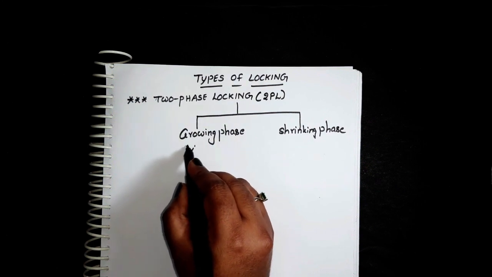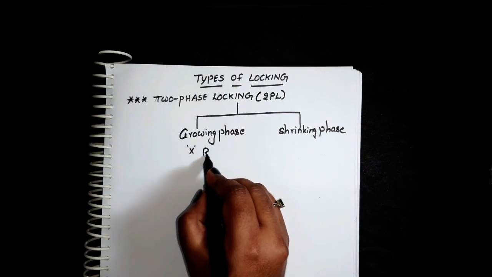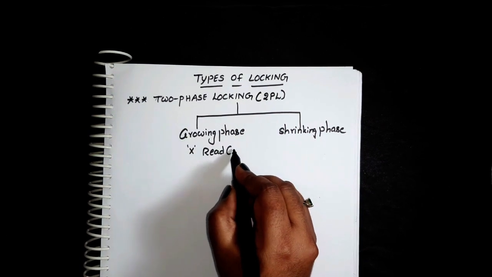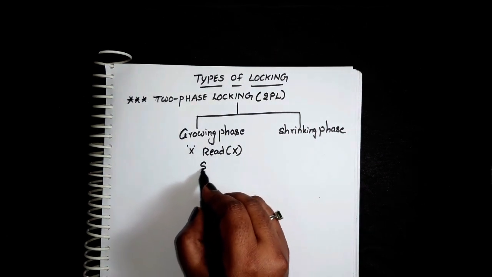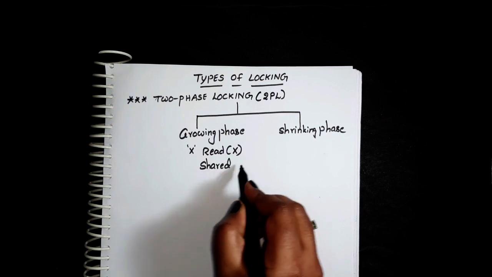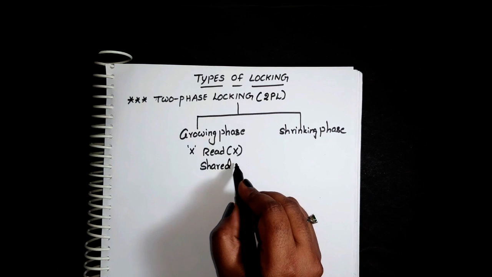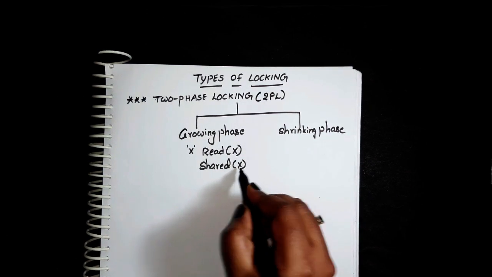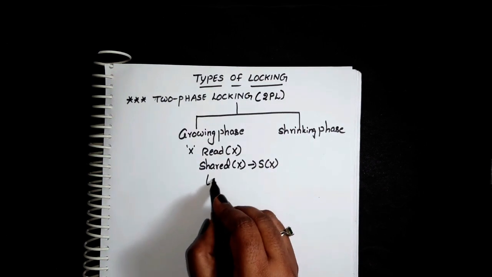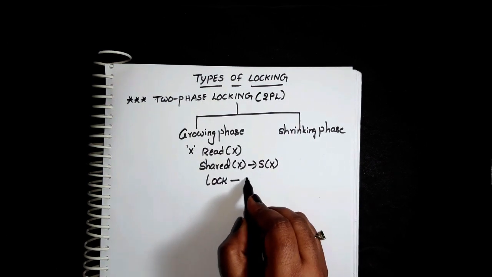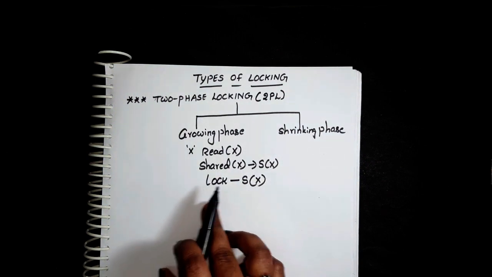For example, if X is a data item, you are going to execute the read operation, that is, read of X. In order to execute the read operation, which lock are we going to place? The type of the lock is called a shared lock, on which data item? X. So we call it S of X. Likewise you are going to place the locks.